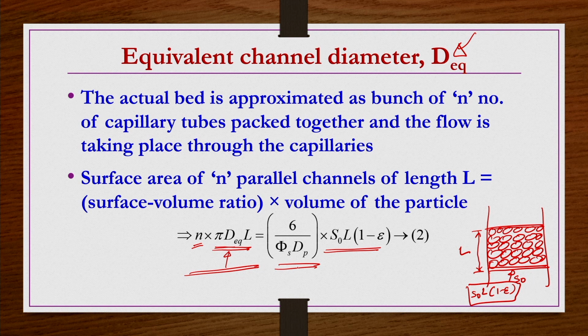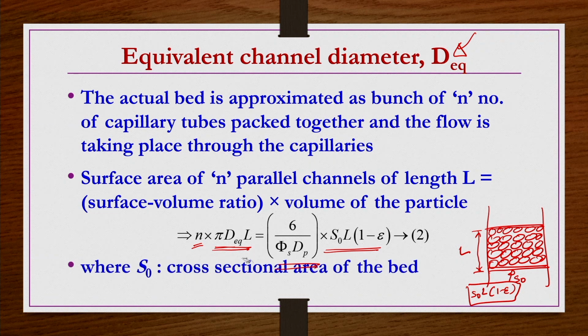So, surface to volume ratio 6 by phi s dP multiplied by S naught L 1 minus epsilon, if you do this, you will get the true surface area of the packed bed. The true surface area of the entire bed is 6 by phi s dP multiplied by S naught L 1 minus epsilon. That should be equal to the total surface area of n capillaries, that is n pi d equivalent L. Here S naught is the cross section area of the bed.